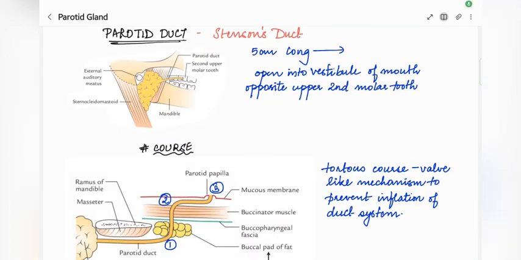The duct is also known as Stenson's duct, and it measures about 5 cm long, which emerges from the middle of the anterior border of the gland, which we have already seen, and this opens into the vestibule of the mouth opposite the upper second molar tooth. It's very important to know the location of the parotid duct.